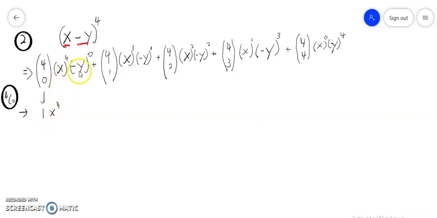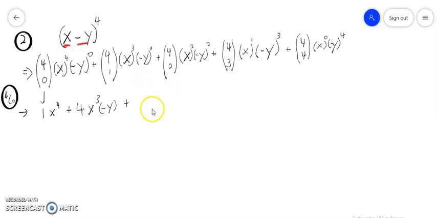Copy. Okay, anything to the power of 0, you will get 1. Now let us continue with the second one. So let me calculate first. For C1, here you'll be getting 4. And then you have here x to the power of 3 and negative y. Alright, this is the third term we have.